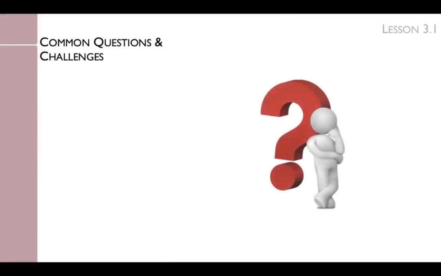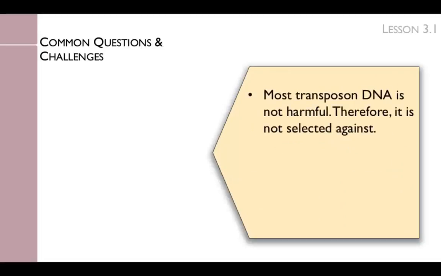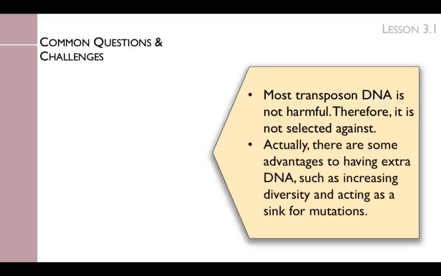One of the most common questions students ask is, why haven't we evolved to get rid of transposons? Most transposon DNA is not harmful, therefore it is not selected against. Actually, there are some advantages to having extra DNA, such as increasing diversity and acting as a sink for mutations.